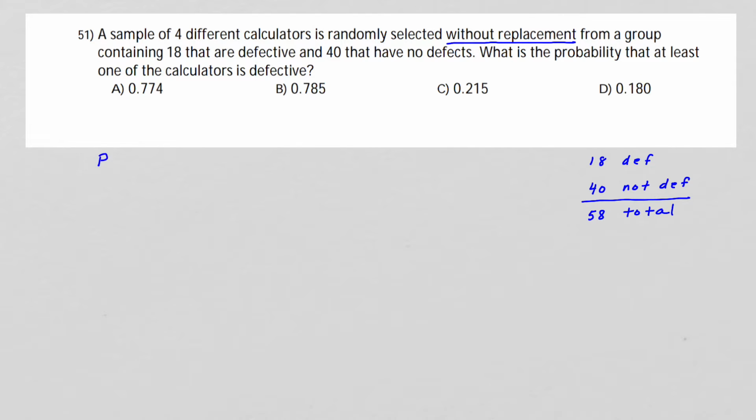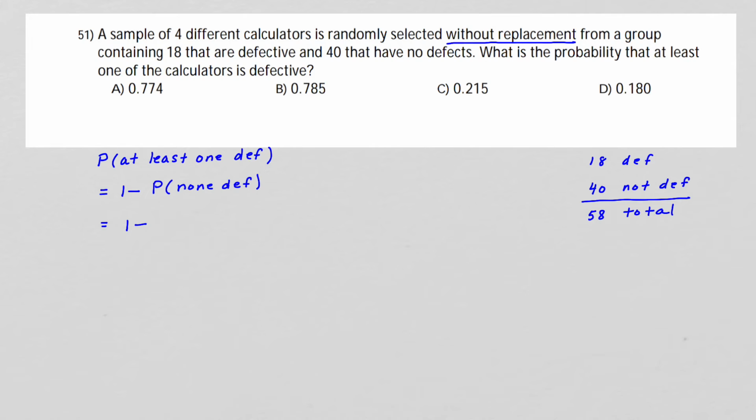So when I come over here and I want to calculate the probability of at least one defective calculator out of the 4, I'm going to use the formula 1 minus the probability that none are defective, because the opposite of at least one being defective is that none are defective. So we're going to use the complement in order to calculate this.